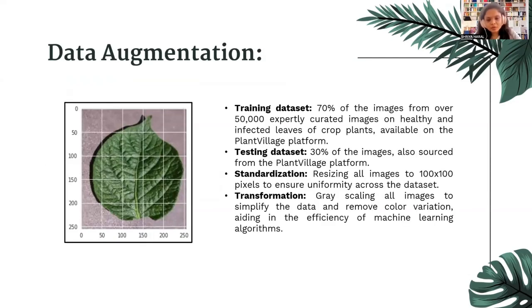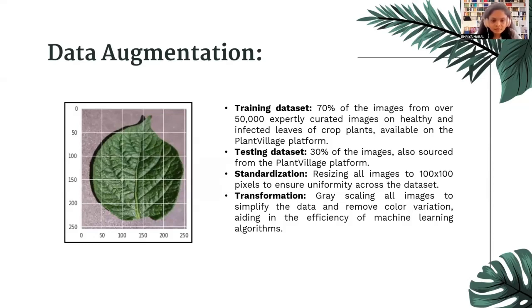Before going to the model, we can just understand what we have done for our data sets. We have performed some standardization. As you know, we are dealing with images, so it's better to have all the images in the same pixel format, so you will have uniformity across the data set. And for the transformation, we have scaled the images to grayscale, so it will give us efficiency for the machine learning algorithms.